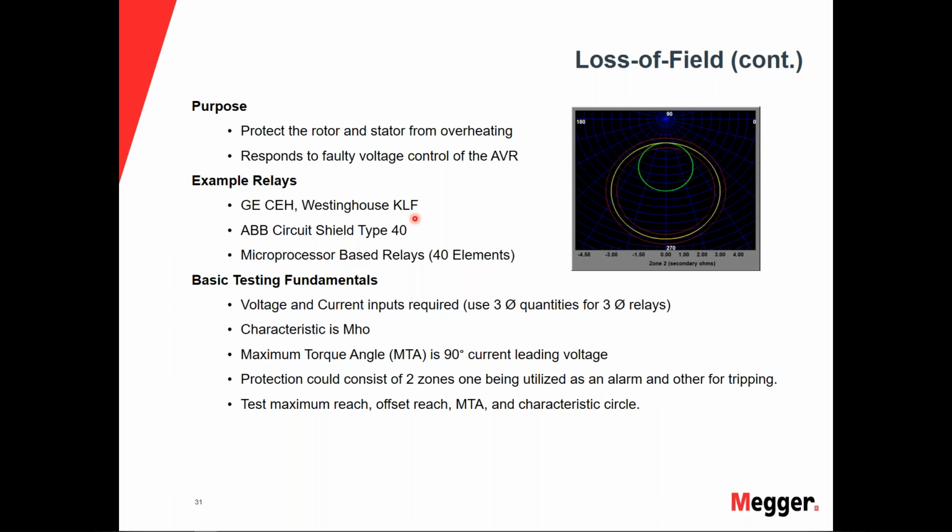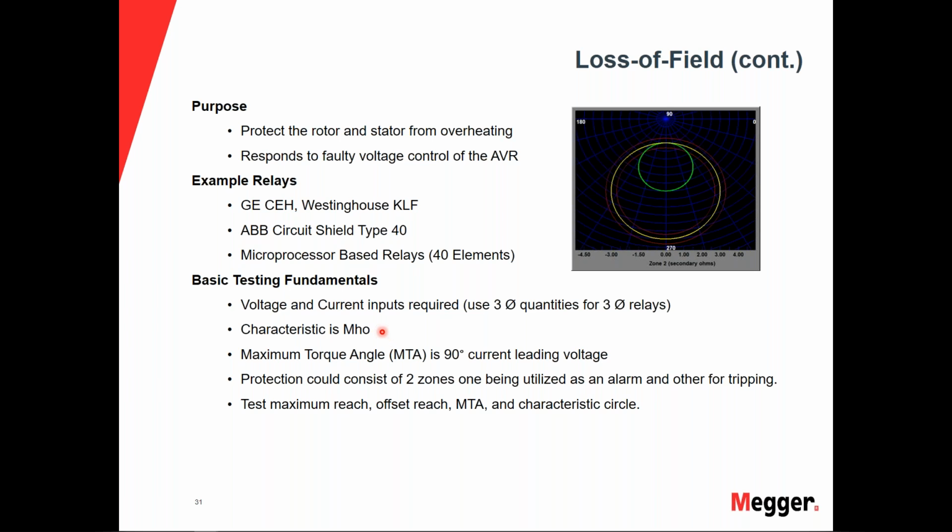Like I was saying, you can have the old KLF, which is what I've been familiar with, and the CEH is out there as well, along with a timer for zone 2. A lot of times it was an old TD5 or TD2 timer. Also, we have the Circuit Shield type 40. I haven't seen too many of those. And also the microprocessor based relays with any of the 40 elements in there will do the same type of protection for the generator package.